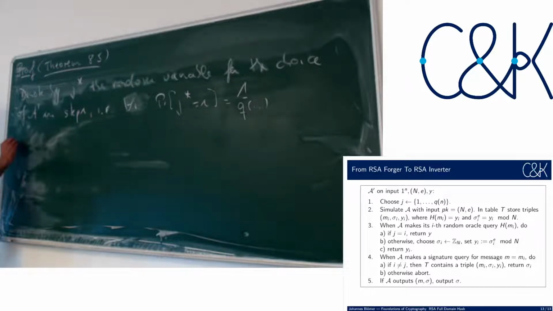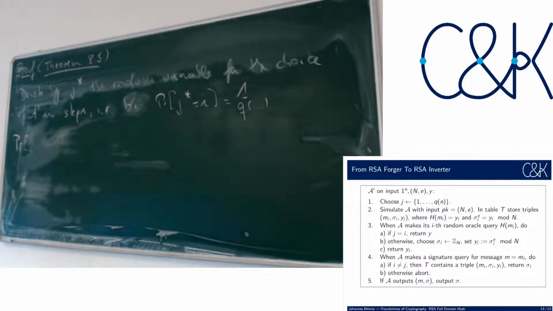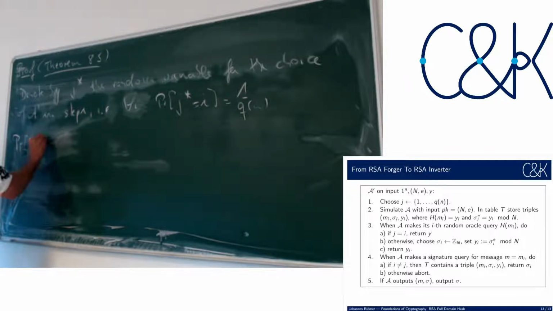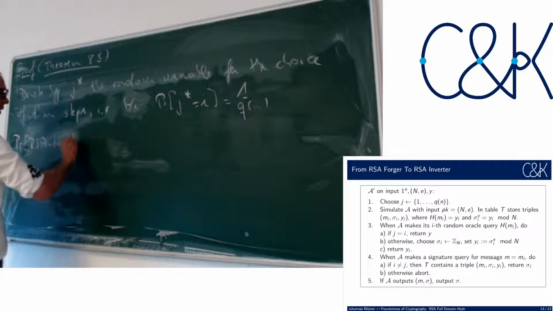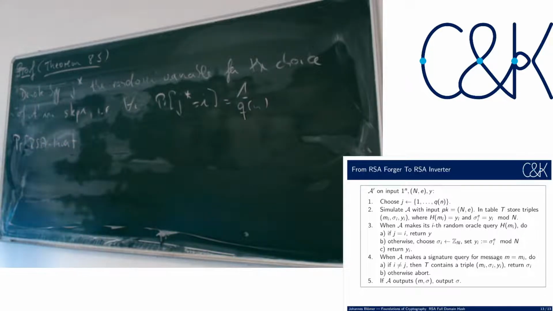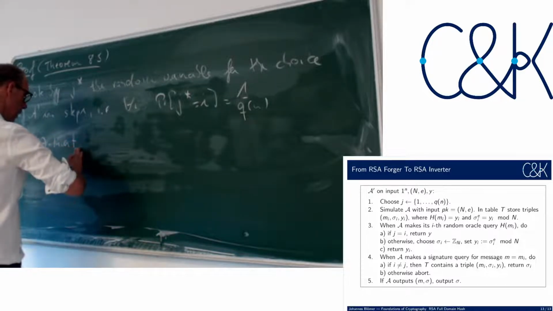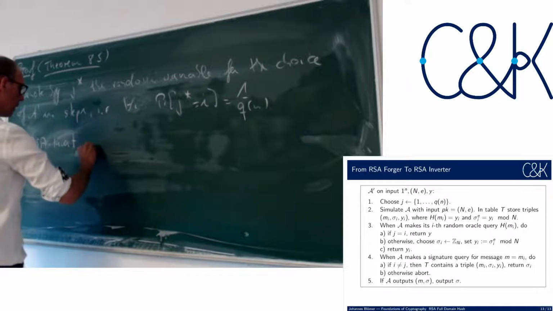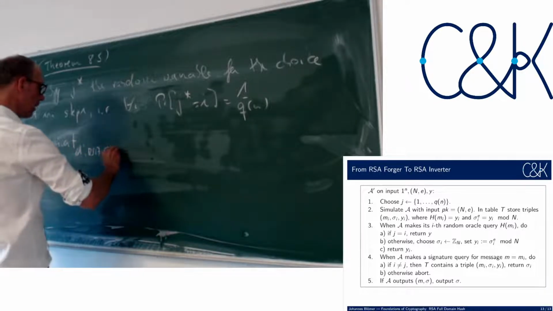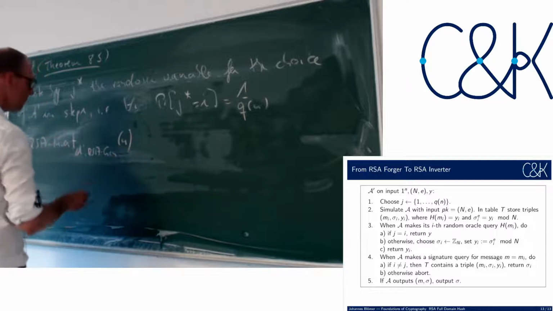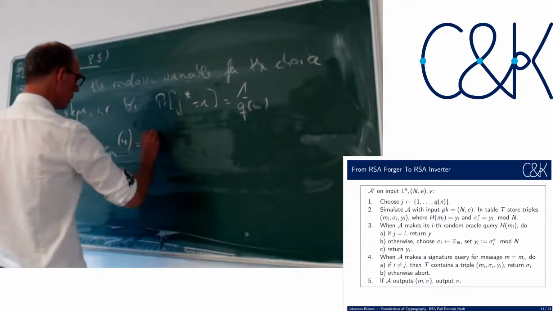And now we want to analyze the probability that A prime wins. So we want to look at RSA invert, and we call this RSA gen, the thing that we have, right? So the probability that RSA invert of A prime against RSA gen on input n is 1.